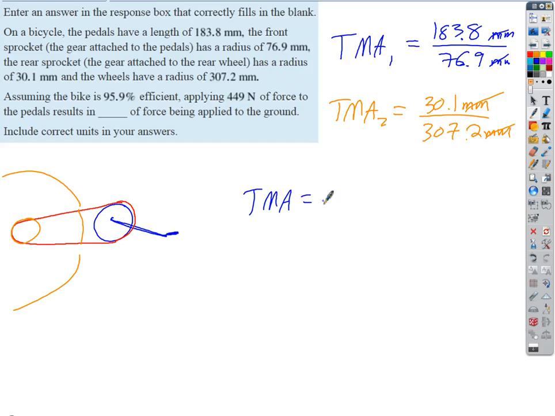So then the chain is now transferring the force to the sprocket, so that's the input for the second simple machine. Well, what's the gear attached to? The gear is attached to the wheel. Which one is that? This is the wheel, the tire that's on the ground. Is there a gear attached to it? Yeah. It's just like the rear sprocket.